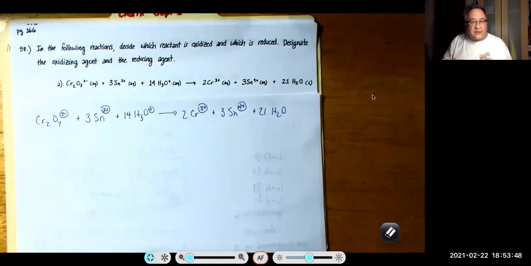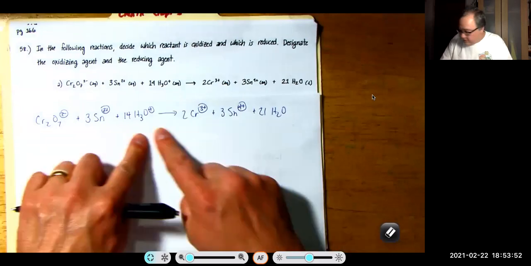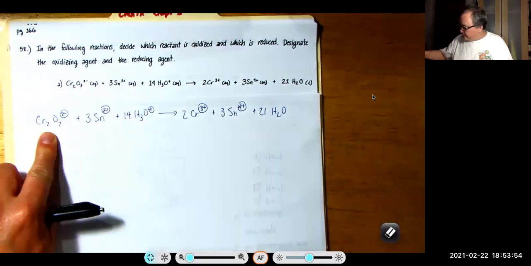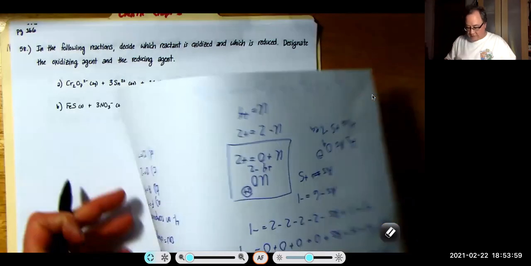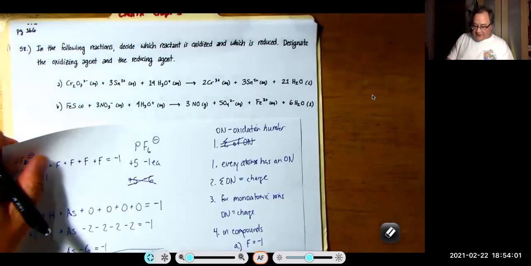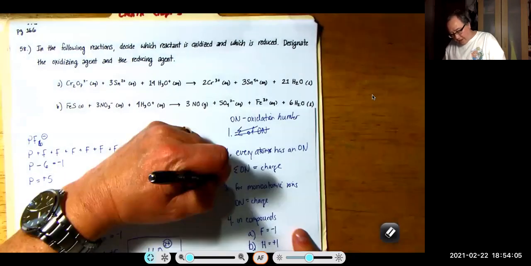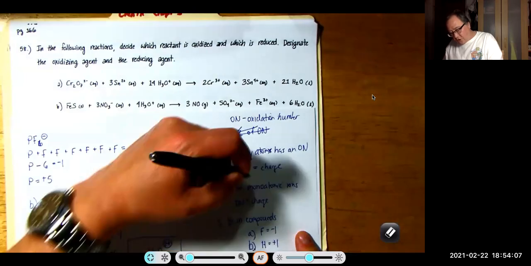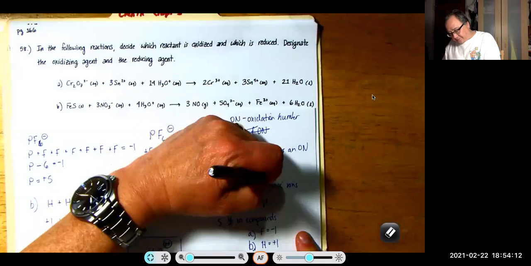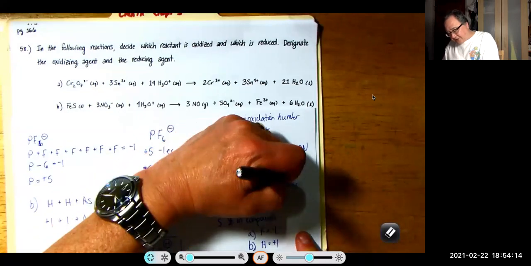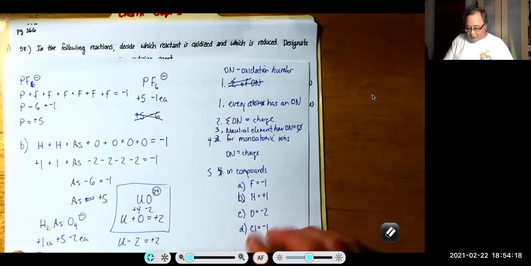So our first rule is if we see a neutral element, it gets a 0. Oh, I forgot that rule. So we're going to make this 3, 4, and 5. Neutral elements have an oxidation number equal to 0. So add that to your list, rule number 3.